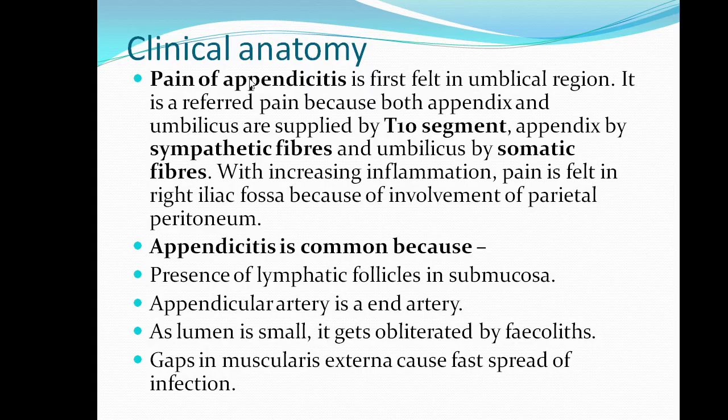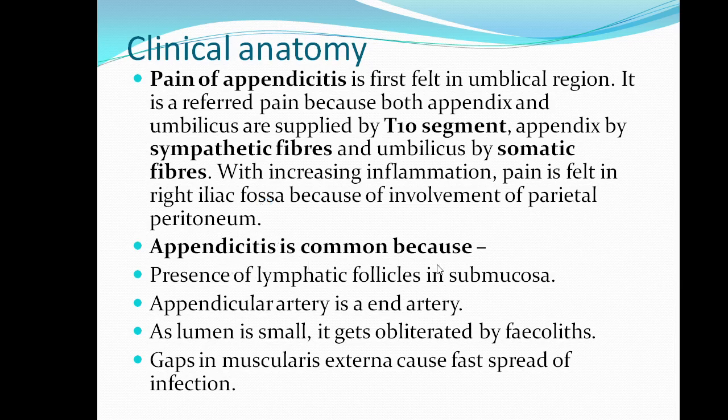Clinical anatomy. The pain of appendicitis is first felt in the umbilical region. It is referred pain because both the appendix and umbilicus are supplied by the T10 segment, the appendix by sympathetic fibers and the umbilicus by somatic fibers. With increasing inflammation, pain is felt in the right iliac fossa because of involvement of the parietal peritoneum.